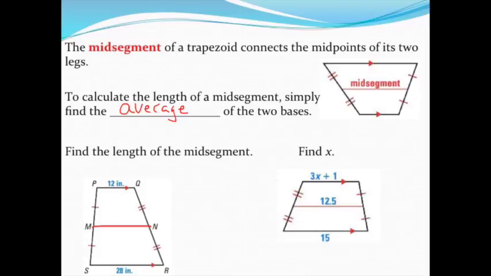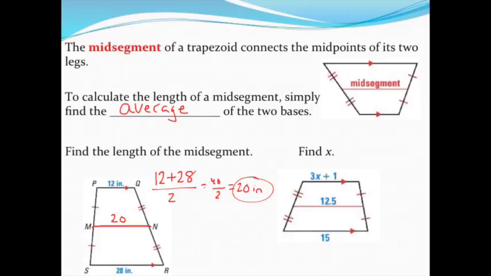Let's start with a very straightforward example, and then we'll do an algebraic one. To find the length of the midsegment, I'm going to add up my two bases, which are 12 and 28. Those are the two parallel sides that are marked with the triangles, and then divide by 2 to find their average. So 12 and 28 gets me 40, and half of 40 gets me a length of 20 inches for the midsegment. So that midsegment would be 20 inches.